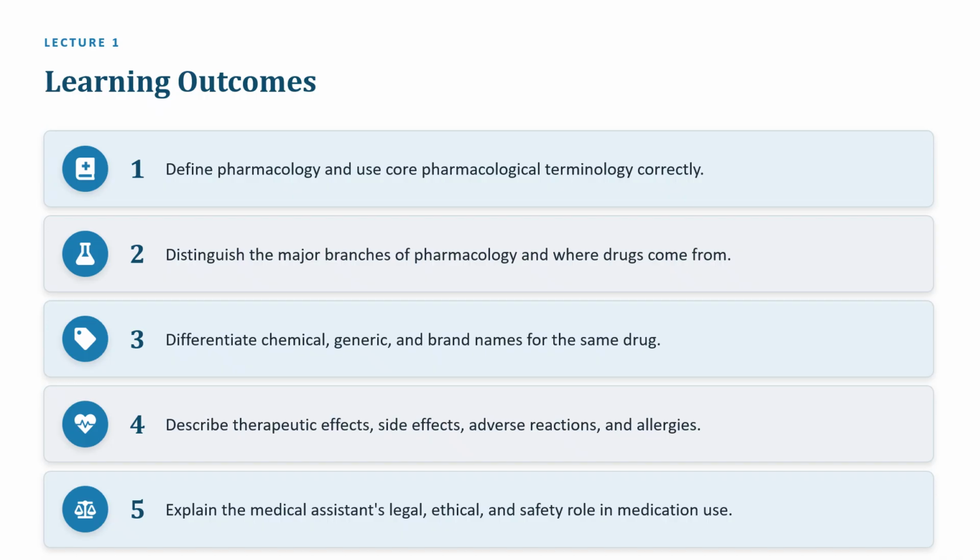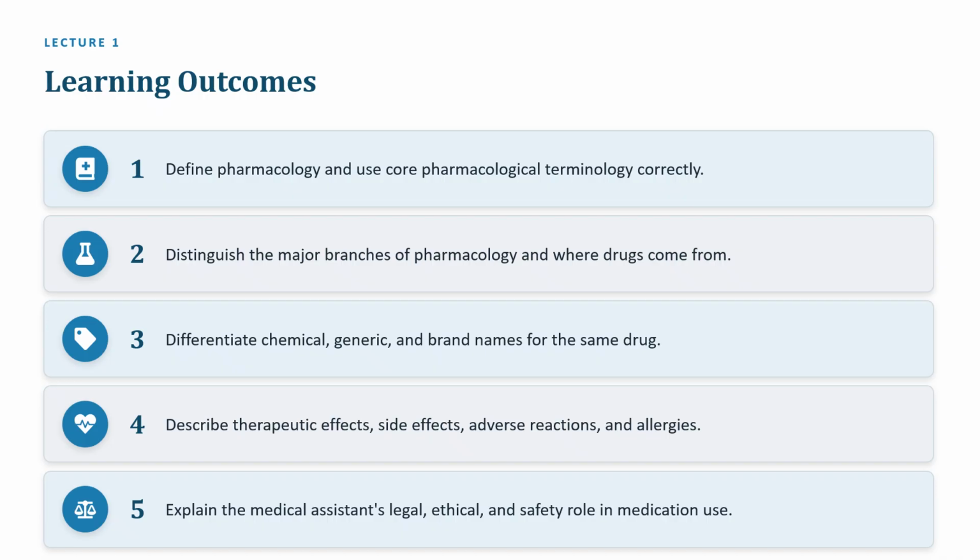Here are the 5 things you should be able to do by the end of this lecture. First, define pharmacology and use the core terminology correctly because every later topic depends on shared vocabulary. Second, distinguish the major branches of pharmacology, such as pharmacokinetics and pharmacodynamics, and know the basic sources drugs come from. Third, tell apart the 3 ways a single drug is named: its chemical name, its generic name, and its brand name, since confusing these is a common and dangerous error.